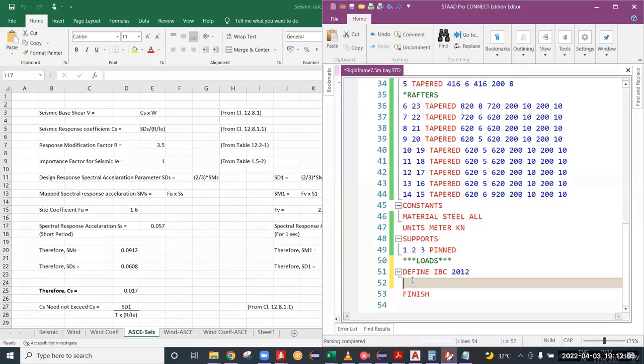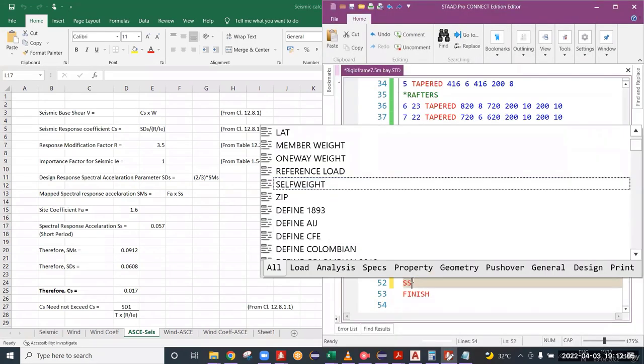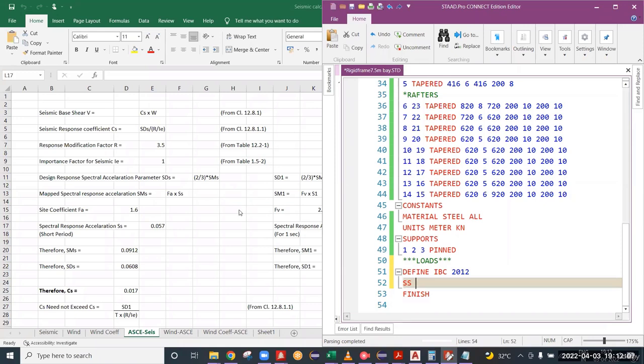So first one, SS. What is the SS value here? SS last time, for example, we have taken SS value. What is that? 0.057, right? 0.057. And the next, S1. What is the S1 value in this example?